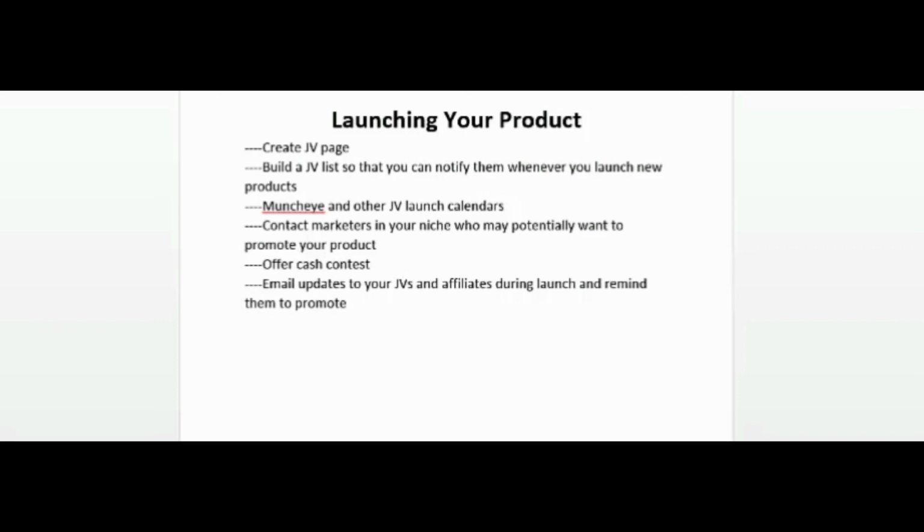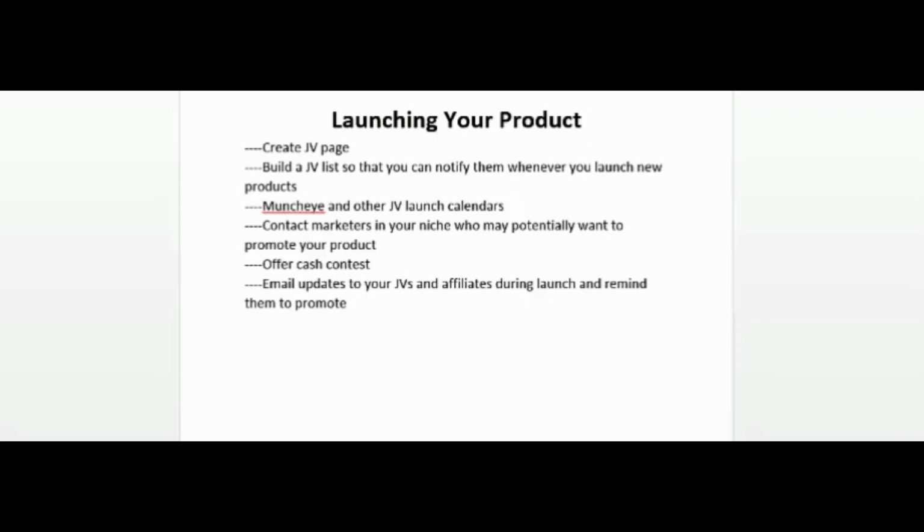I scan JV launch calendars such as Muncheye for products to promote, and that's what I recommend you do. When you have a product launch coming, list your product on one of these many JV launch calendars, such as Muncheye. I just use Muncheye, but if you want, you could use other JV launch calendars. What I'm talking about is websites where they list upcoming product launches, okay? Because you want to get exposure and you want affiliates to take notice of your upcoming product launch.